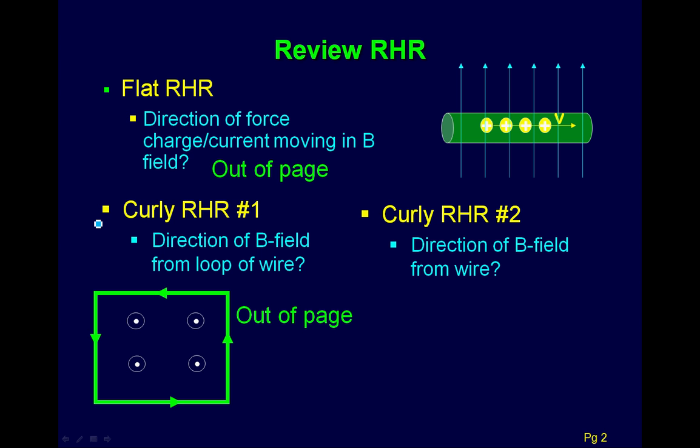Our other curly right-hand rule tells the direction of the B field from a wire in a more general sense. Here's the wire, and in this case it's switched. My thumb is now the current, and my fingers are the B field. As my thumb comes out of the page, my fingers curl in a counterclockwise direction, and that's the way the B field goes around the wire.